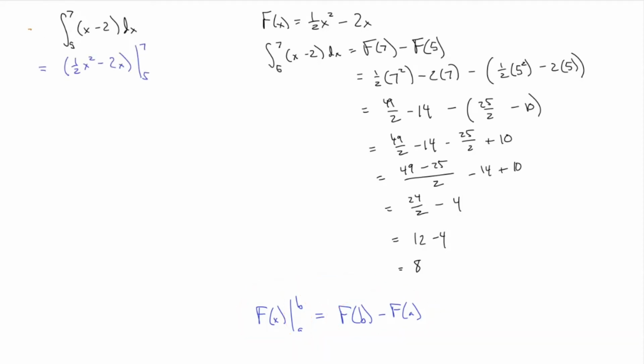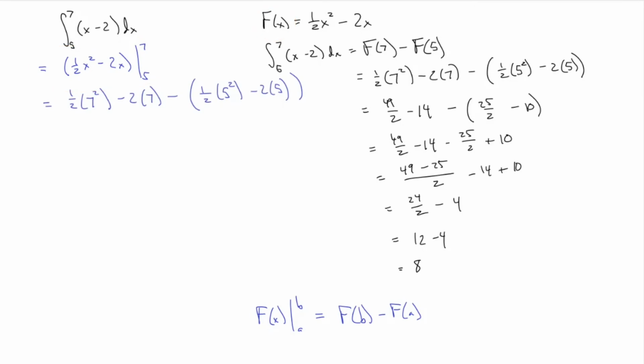That lets us start with the definite integral right here and go straight to this step right here without having to invent some new function name. We just take the antiderivative and write it evaluated from 5 to 7. Which means the same thing that it did over on the right.